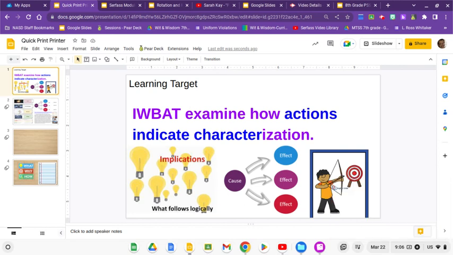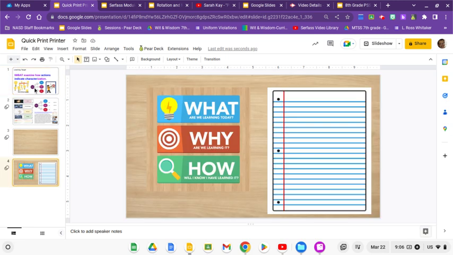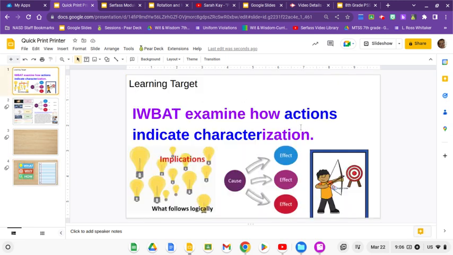Welcome back. Today, I'll tell you what we're learning. We're learning about actions and how they can indicate characterization, or indicate character, is another way to say that, right? How are we going to learn it? We're going to do some cause and effect chains, right? We're going to see what effects might result from a particular cause, and try to think logically through this story, right? And characterization in general. So let's go ahead and get into it.